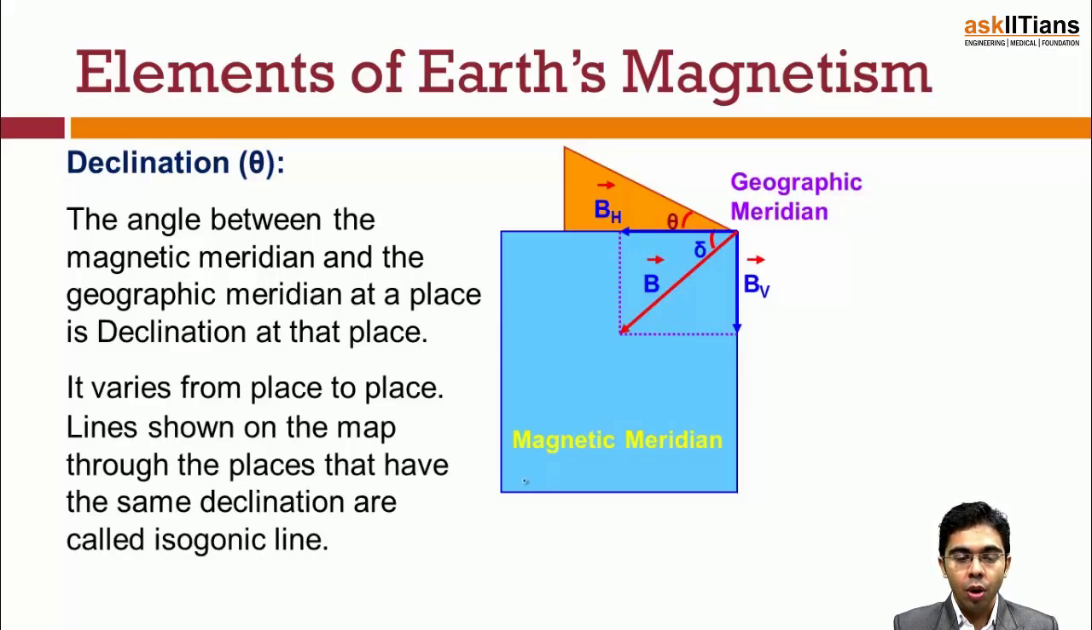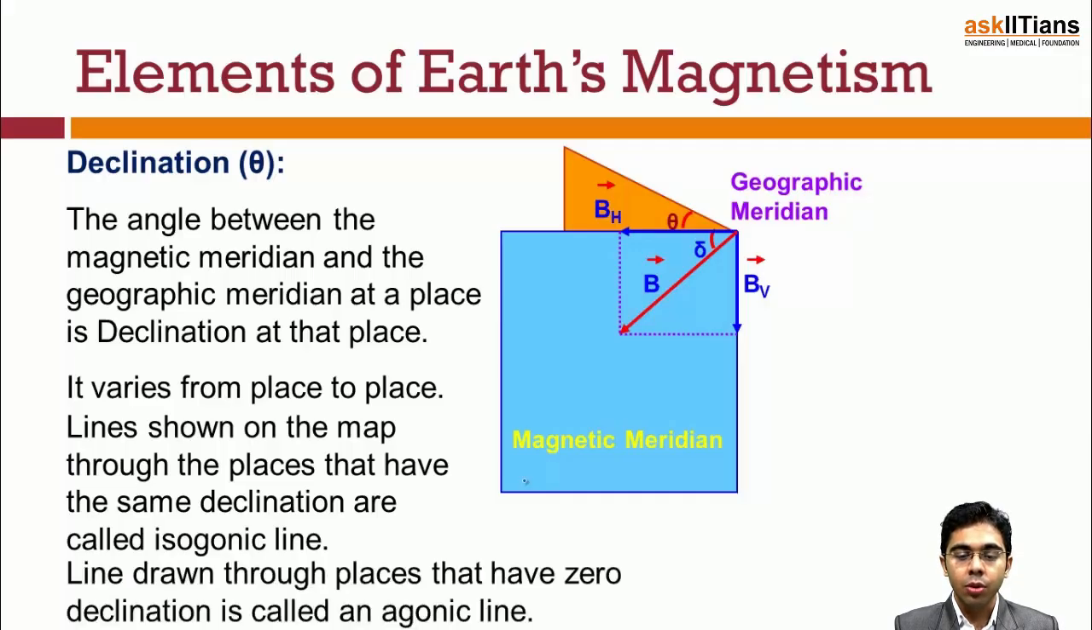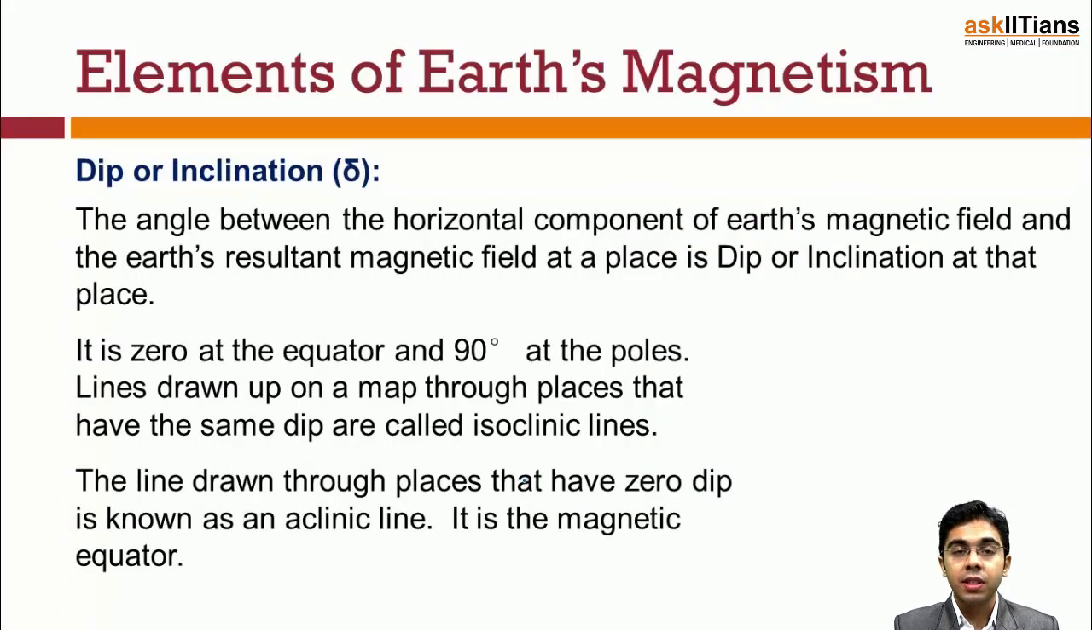The line shown on the map through the places that have the same declination, we call the isogonic line. And the line drawn through the places which have zero declination, we call the agonic line. Otherwise we only have to remember that theta is the angle between the two meridians. Now let's proceed towards the dip.